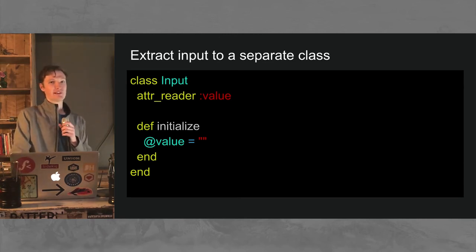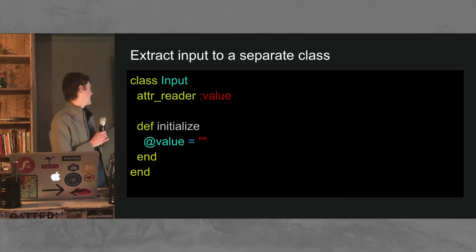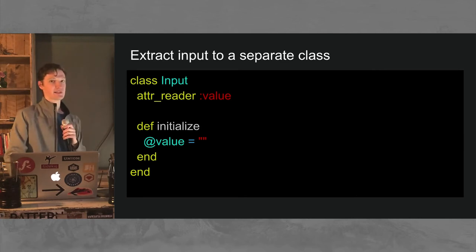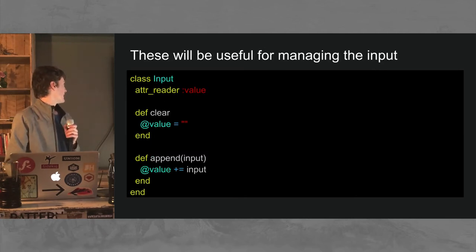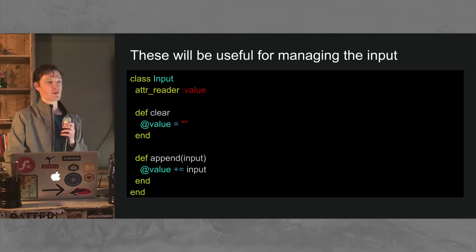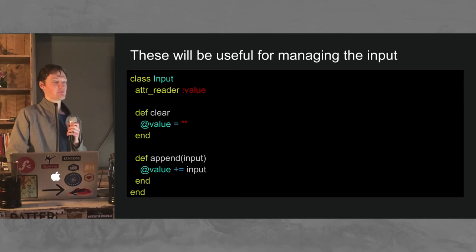I wanted to extract the input into a separate class because we need to know a lot about the input, and so it makes sense to throw it into its own class and give it its own logic. And so it has an attribute value, and that is initialized to an empty string. I defined a clear and append method, and so the clear will be used once we evaluate the Ruby. We no longer want to keep the old expression around, so we clear out the string, and then the append is just when we have multiple lines of Ruby, we want to concatenate those commands all together to form a single chain.